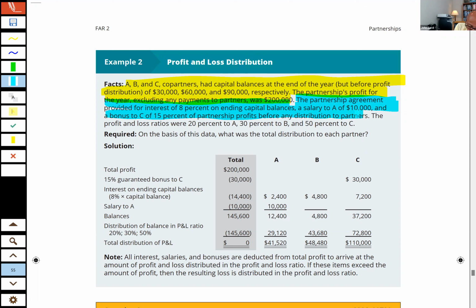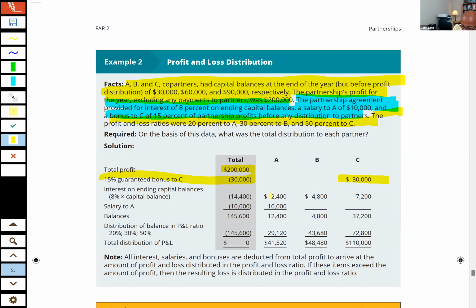The profit and loss ratios, after we distribute, would be 20% to A, 30% to B, and 50% to C. So you start to look at this and we follow the directions. There's 200,000, but there's a 15% guaranteed bonus that automatically has to go to C. So C is getting 30,000 of that 200,000. There is an 8% interest on the capital balances.